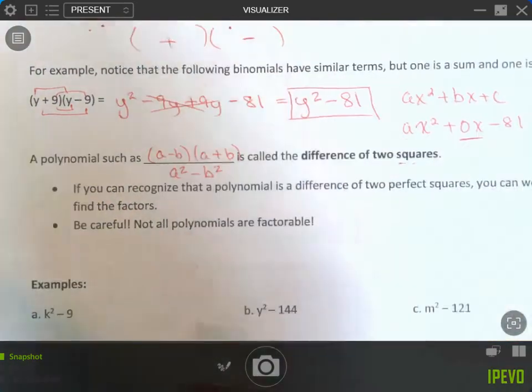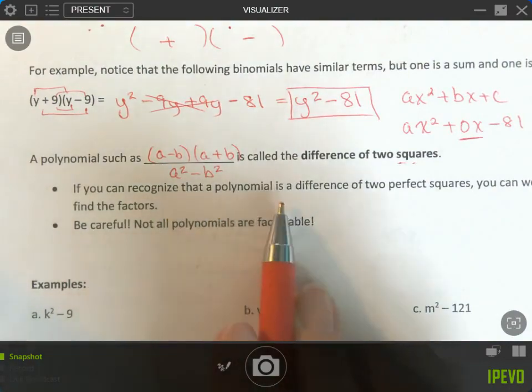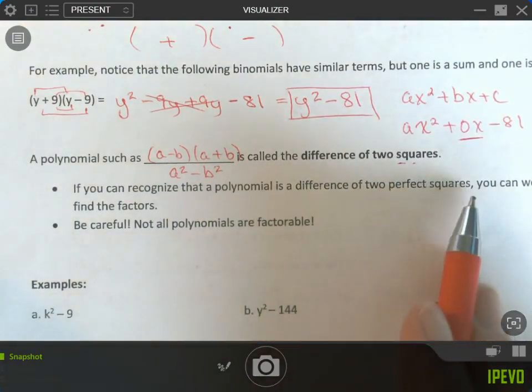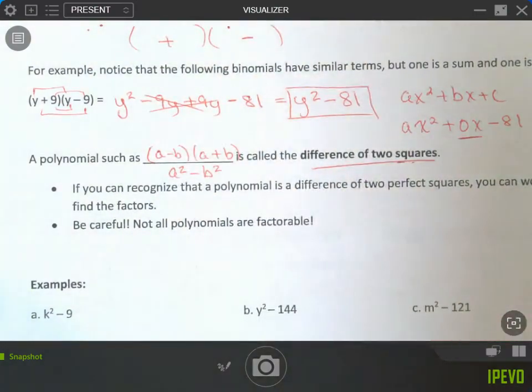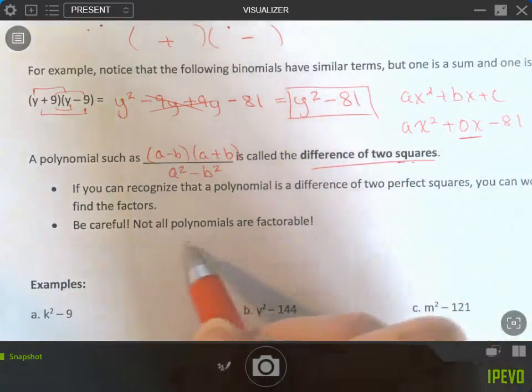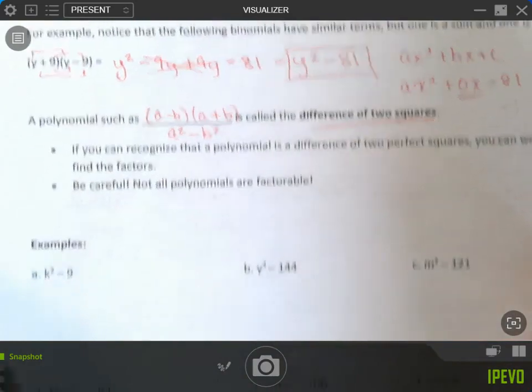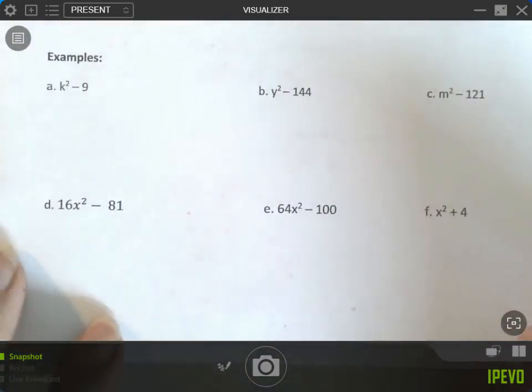All right, so if you can recognize the polynomial as a difference of two perfect squares, so it says difference of two squares, has to be a minus sign. We can work backwards. Not everything that looks like this is factorable. All right, so first example.